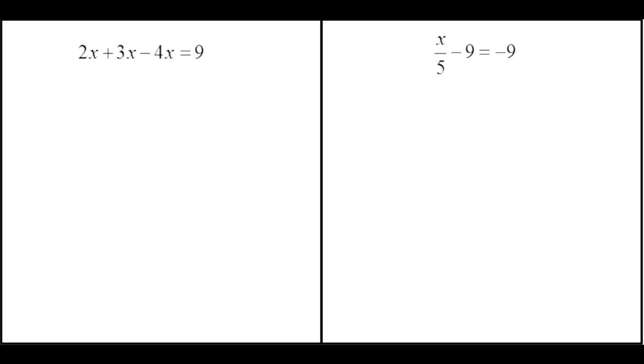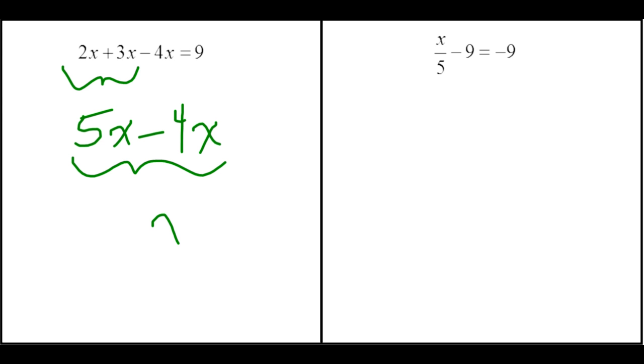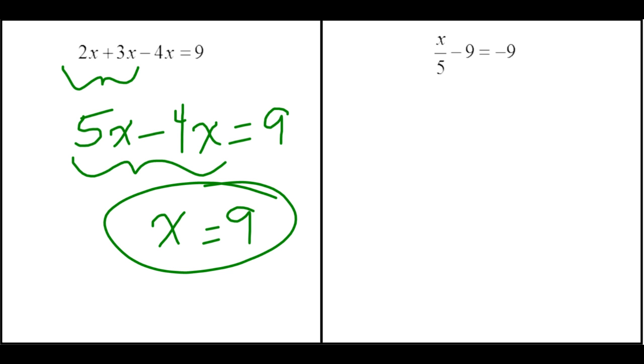So let's combine like terms. 2x plus 3x is equal to 5x. Then 5x minus 4x is just equal to x, or 1x. Everything here has been equal to 9, so that 1x is in fact equal to 9. And we can verify that by plugging it into the equation, finding that 2 times 9 is 18. 3 times 9 is 27, and 18 plus 27 is going to give us 45. And then 4 times 9 is 36, and 45 minus 36 is equal to 9. So our solution really is x equals 9.